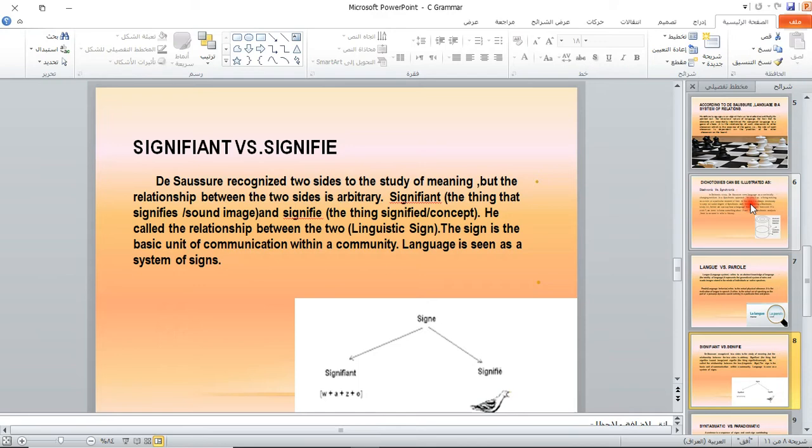Signifier versus signified. De Saussure recognized two sides to the study of meaning, but the relationship between the two sides is arbitrary. Arbitrariness means there is no logical connection between the concept, for example, the shape of this thing, and these sounds. The signifier is the sound image, and the signified is the thing signified, the concept. He called the relationship between the two the linguistic sign. The sign is the basic unit of communication within a community.